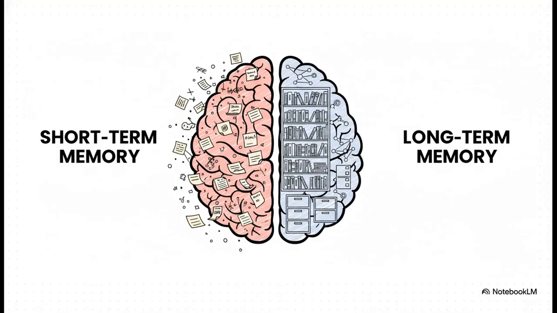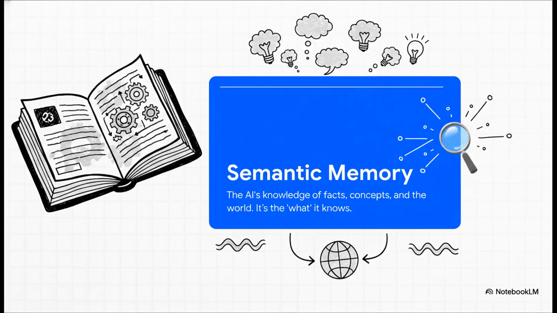You know, a lot like our own brains, an AI's memory can be broken down into 2 main types. You've got short-term memory, which is kind of like the RAM on your computer. It's the temporary workspace, the context it's using for the task right now. And then you have long-term memory. That's the hard drive. It's the permanent library where knowledge and past experiences get stored for the future. And inside that long-term memory, there are a few specific types.